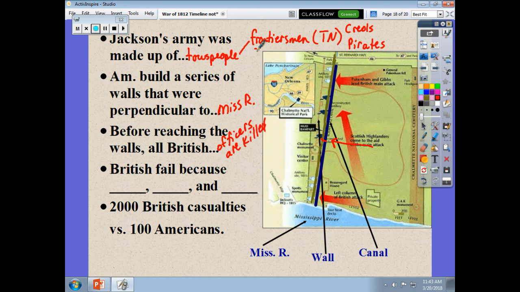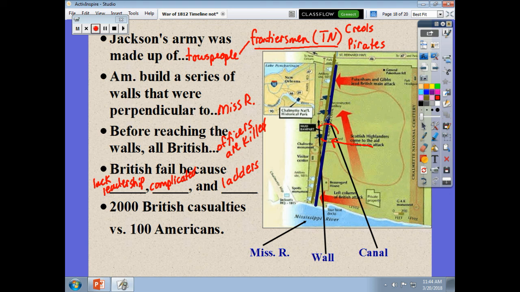What's happened is these frontiersmen have brought in these long rifles, and they use these long rifles to take down all the officers before they even reach the walls. The British fail for a variety of reasons because of the lack of leadership. Remember, their officers are dead. That lack of leadership is going to be a problem for the soldiers. It's also because of how complicated their plan was. And being that their plan was complicated, it meant when their leadership was gone, the men didn't understand how to implement the plan. But they also forgot the ladders.